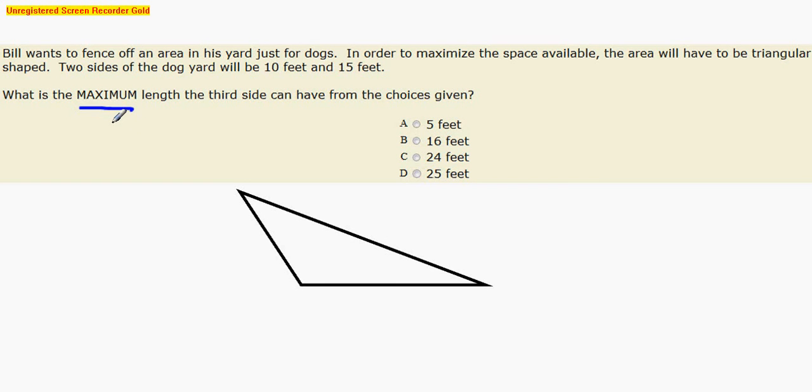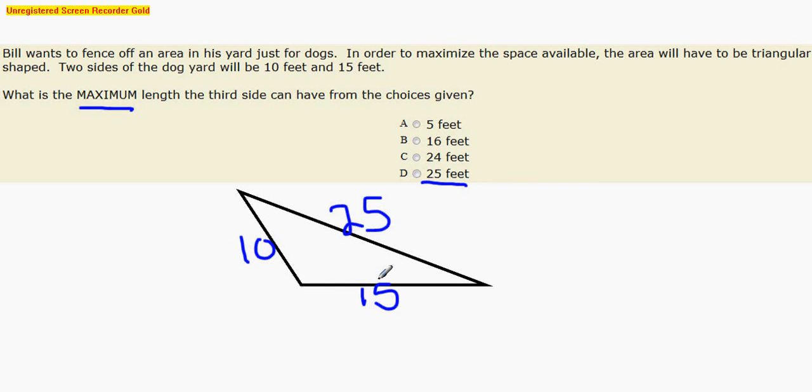Before, when it asked for the smallest, we started with the smallest number. So here, if it wants the maximum, I'm going to start with the biggest number and then work my way down. So I'm going to start with 25. My sides are going to be 25, 15, and 10. So 25 is my biggest side, so I'm going to put it right here, and I got 10, and I got 15. If we do our math here, we should add the two smaller sides together, and if they are bigger than the longest side, then it'll work for a triangle.